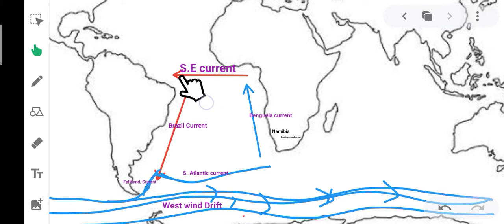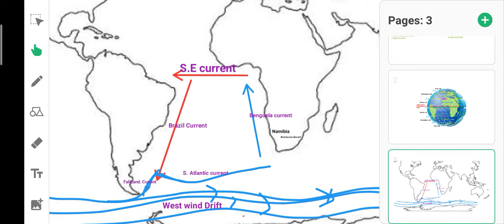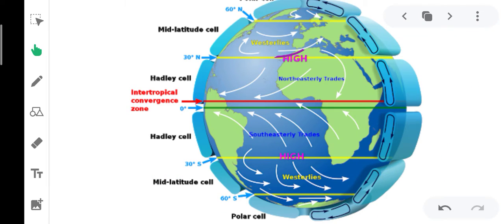After striking the coast of Brazil, the South Equatorial current turns southward and is known as the Brazilian current, and flows along the coast of Brazil. This Brazilian current has two characteristics. One is high temperature and the other is high salinity. Now let's discuss the concept of temperature and salinity.